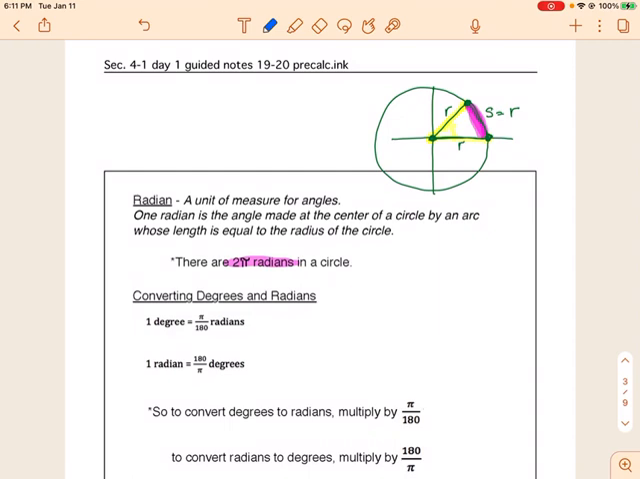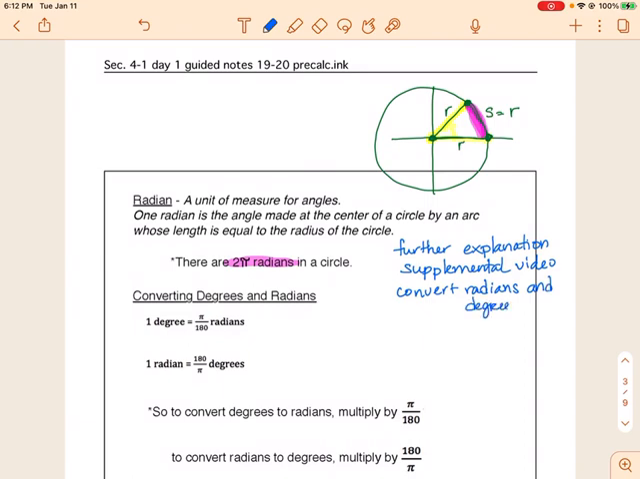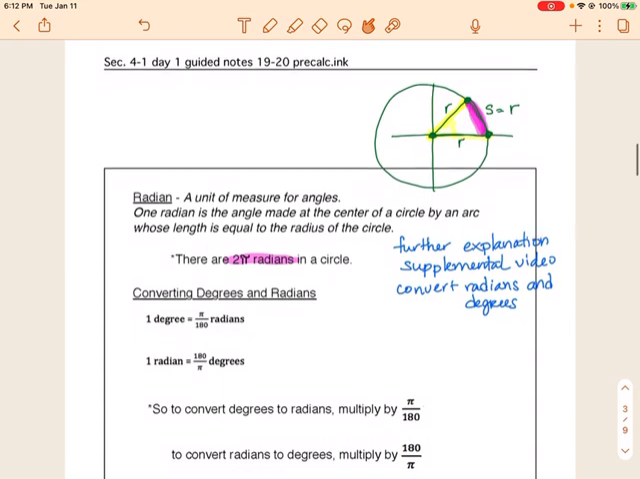Okay? And if you want some further explanation, look at that supplemental video that I posted on Schoology, Convert Radians to Degrees, or radians and degrees, I should say. Watch it up to, I think, 7 minutes and 45 seconds. And that will give you some other explanation and some other examples.